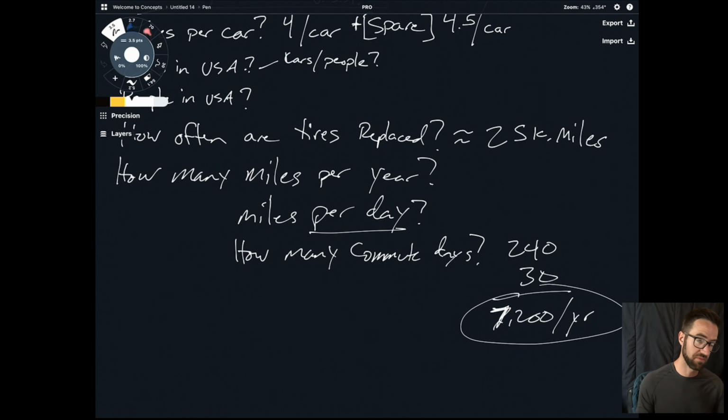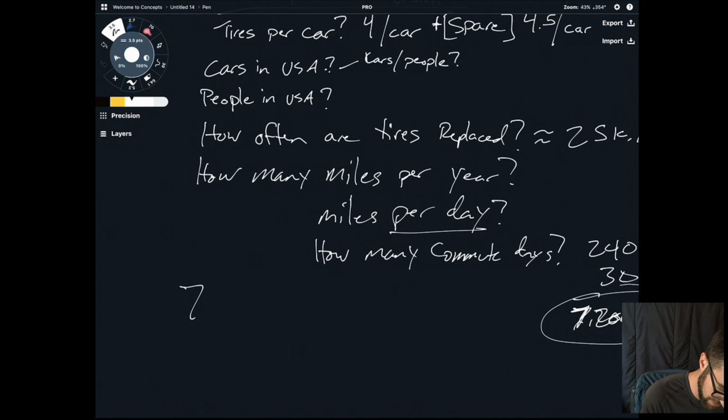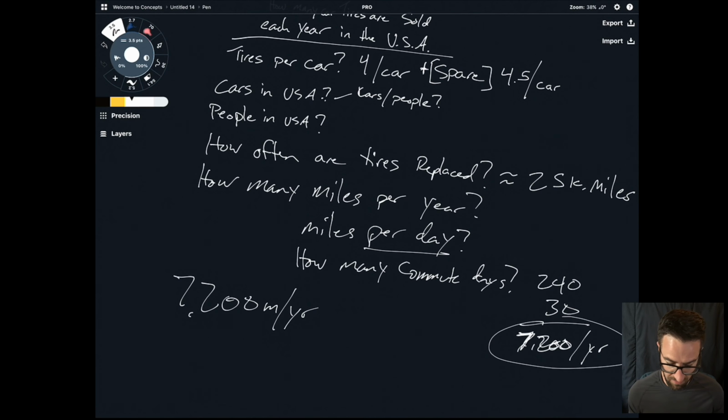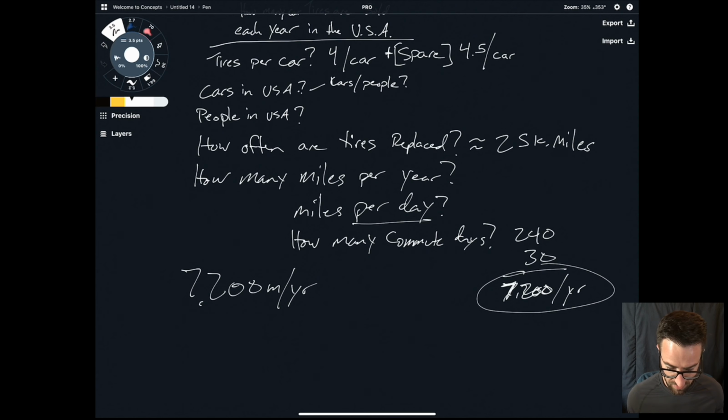Give or take, right? Maybe you were sick a few days, or maybe you drove on the weekends. These are just work days, but we're going to say there's 7,200 miles a year. Okay, so we have an answer: 7,200 miles per year on those tires. And again, the number we had up here was 25,000 miles until you need to replace.